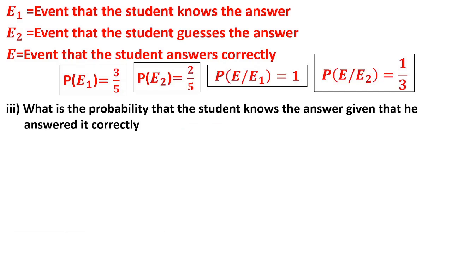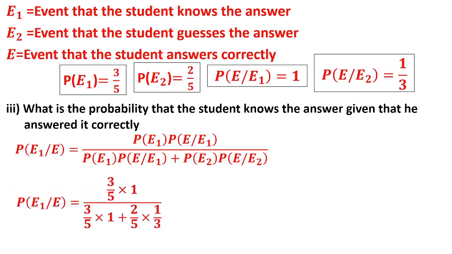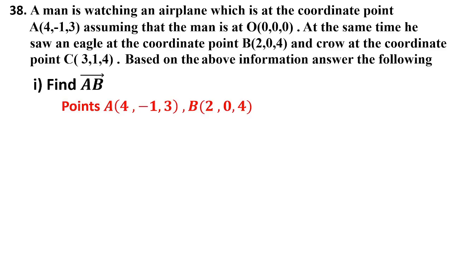What is the probability that the student knows the answer given that he answered it correctly? Bayes theorem. Therefore, E1 slash E, formula I have written. All the values are with that. Substitute it. Then you will get the answer as 9 by 11.